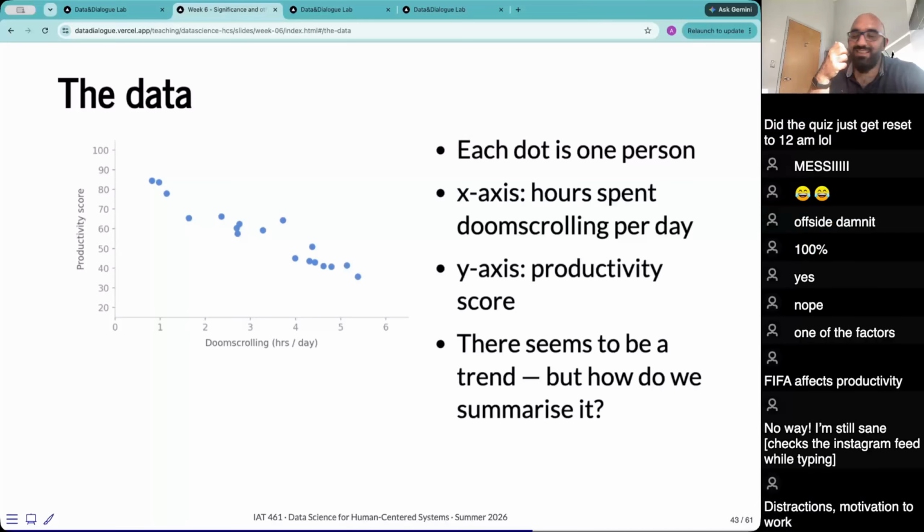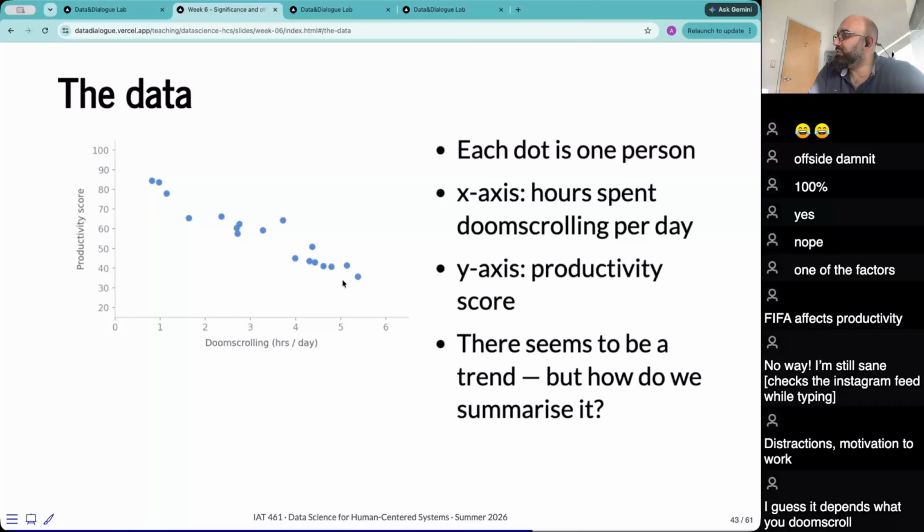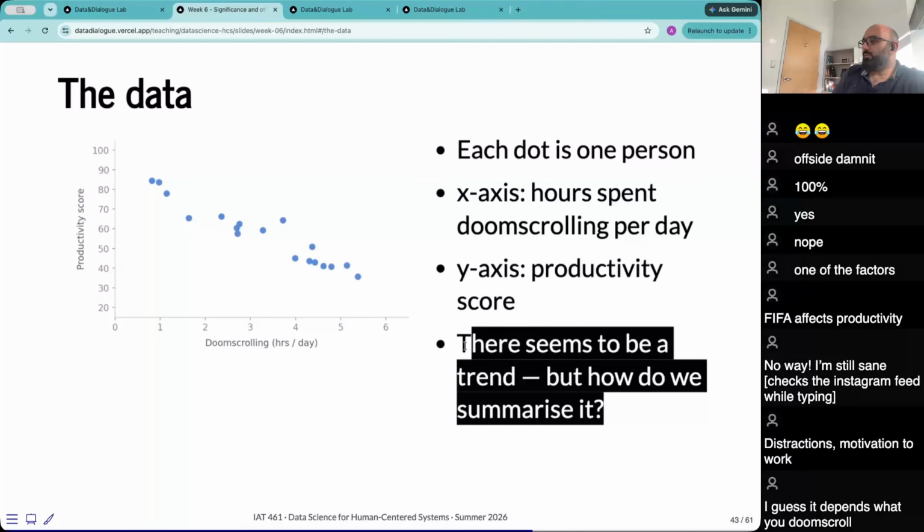Yes, I've seen people that do that, like when we wake up and just use it. Okay? So just assume that this is the real data set, right? The more doom scrolling hours you have, the less productive you are. It looks like this is the productivity score. How do we summarize this trend?